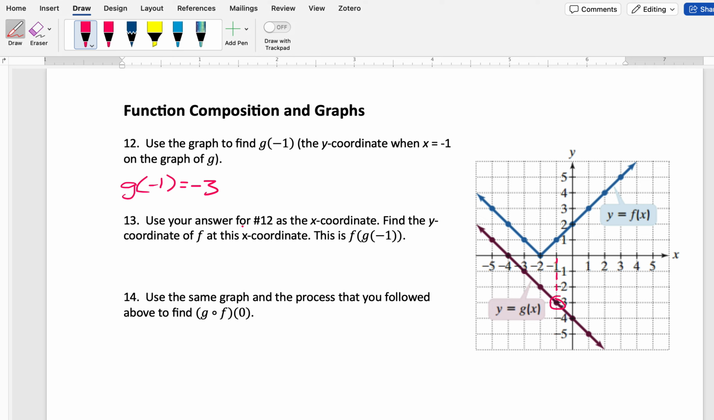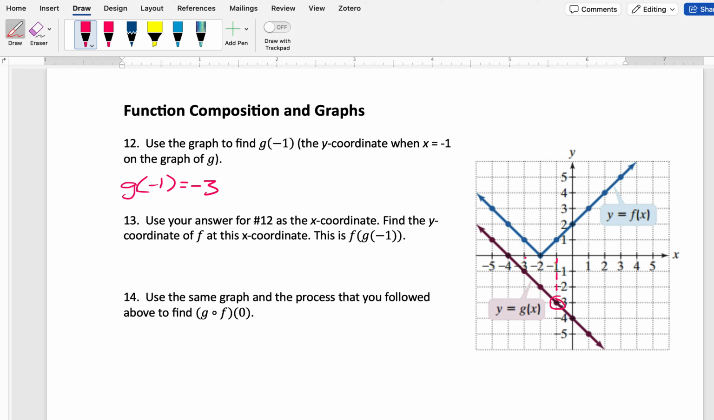Now we're going to use that answer as the x-coordinate and find the y-coordinate of f at this x-coordinate. This is f of g of -1. So our input of -1 goes into the g function. Our output of the g function goes into f as the input, and then our answer is the output. So -3 becomes our x-coordinate.